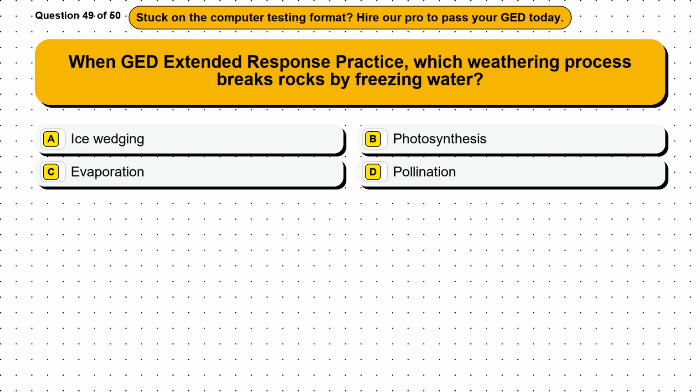Question 49. When GED Extended Response Practice, which weathering process breaks rocks by freezing water? Option A, ice wedging. Option B, photosynthesis. Option C, evaporation. Option D, pollination.